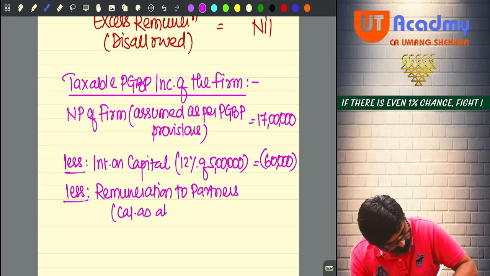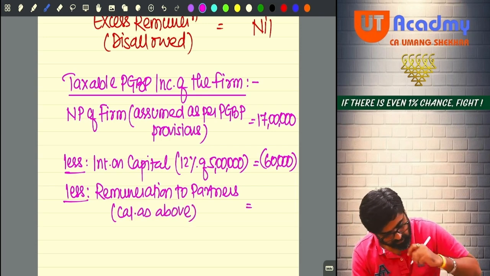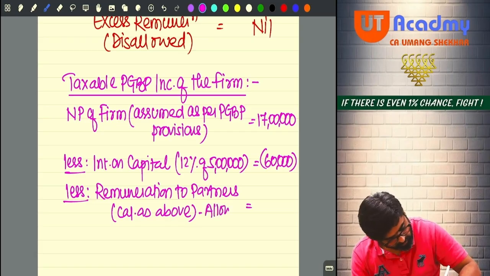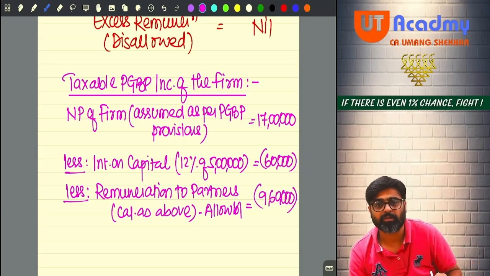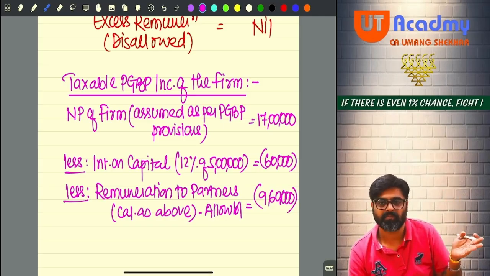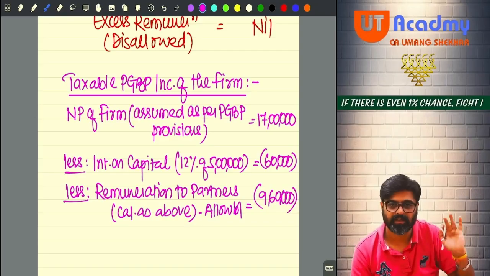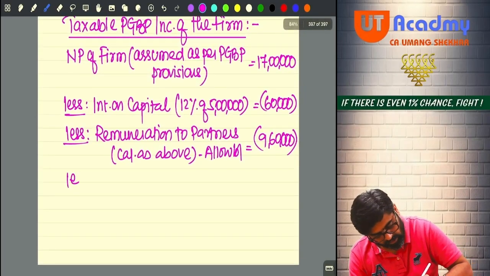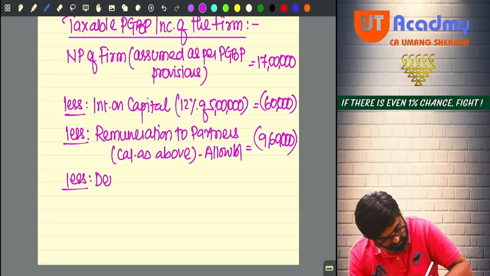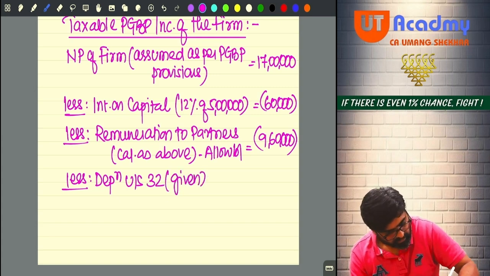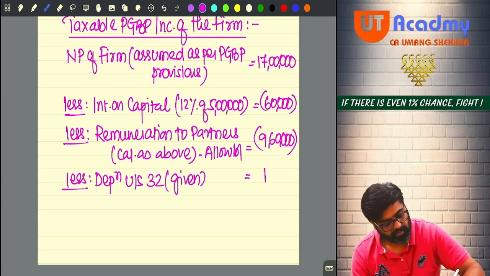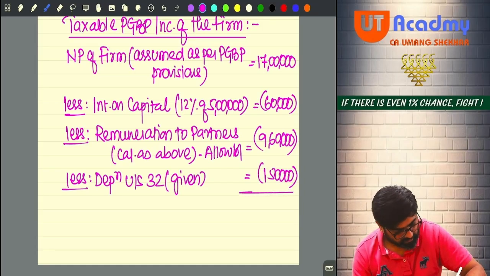calculated as above. How much remuneration allowable? Sir, entire 9,60,000 is allowable, because that was within the limit of 10,74,000. Yes or no? So to calculate the PGBP income of the firm, this will be allowed as a deduction. So claim it as a deduction while calculating PGBP income. And one more thing you are supposed to claim as deduction. What? Depreciation under section 32. That is given. How much? Tell me. 1,50,000. Now take all these deductions and tell me how much is the total.